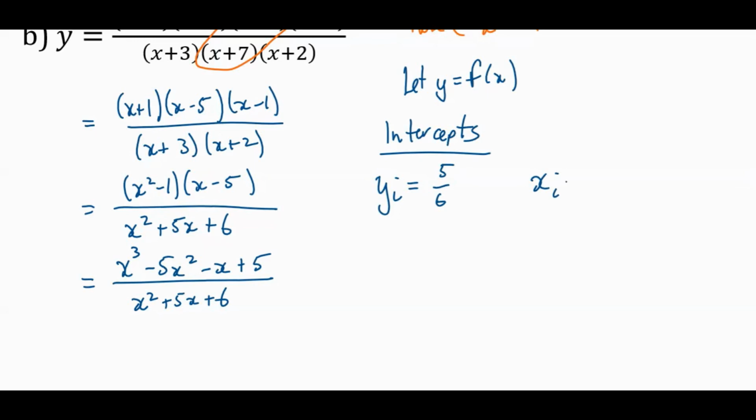And the x-intercepts are when y is 0, which I'm going to take when the numerator up here is 0. So it's plus minus 1 and positive 5. So I've got 3 x-intercepts, and only 1 y-intercept. How strange.